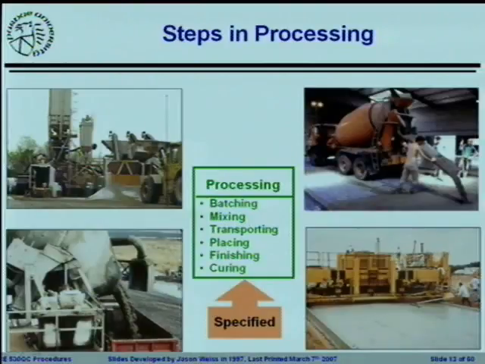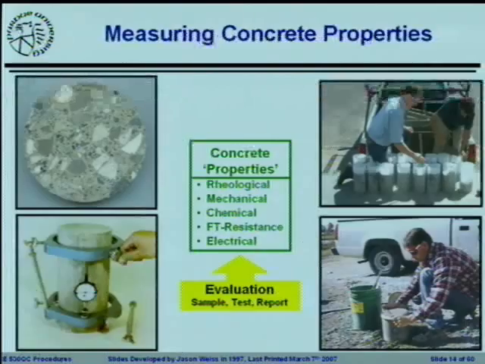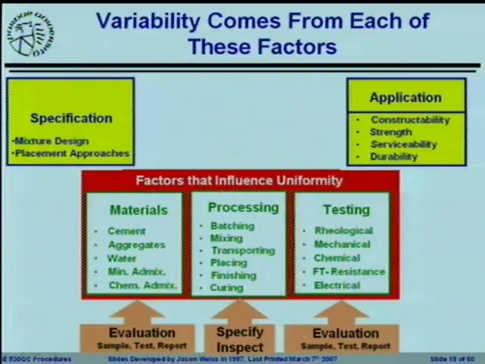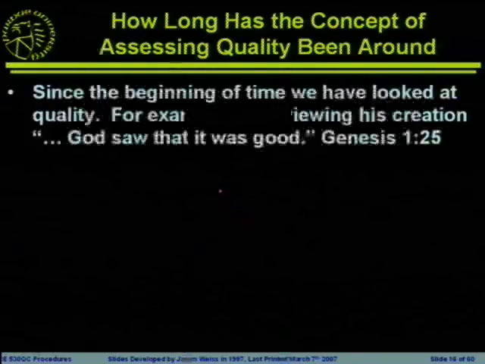Steps in processing, obviously we've talked about all these: handling, the mixing process, changing the times on the mixing, changing the way that it's dumped out. Different operators, how they add the materials, can make a big difference, as can the finishing process. All right, measuring, we can have different variability there. And variability is going to come in each of these aspects.